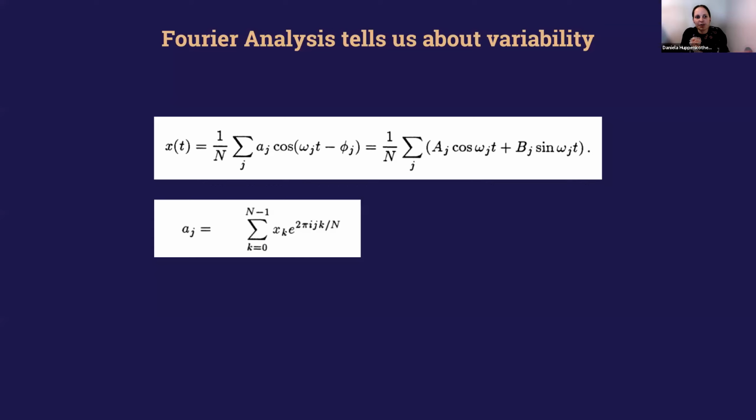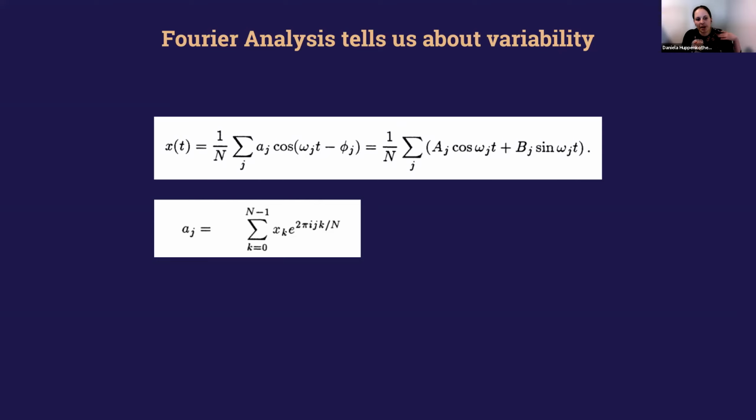I'm assuming that most people here have seen a Fourier transform before, but if not, what you basically do is translate your time series x of t into a representation of sines and cosines. And that gives you a lot of advantageous properties, especially if you have processes that are stationary over a long time.